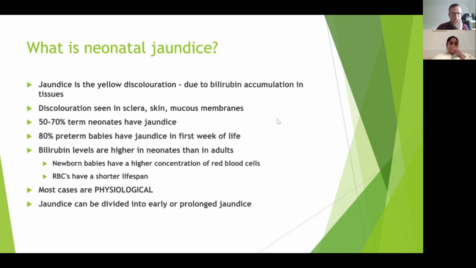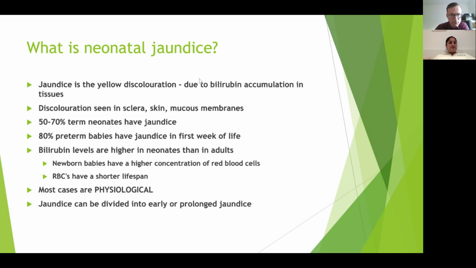So what is neonatal jaundice? Jaundice, as we know, is very similar to adults. It's basically yellow discoloration of the skin, due to the accumulation of bilirubin in the tissues. So you might see discoloration in the sclera, in the skin, in mucous membranes, and all over the body. Especially the soles of babies is something I found really important to look at, because there were some babies we saw who would literally just have jaundice in their soles. So it's important to look out for things like that.